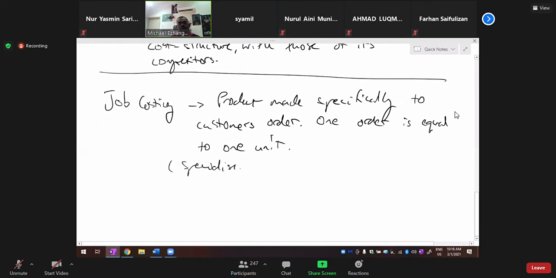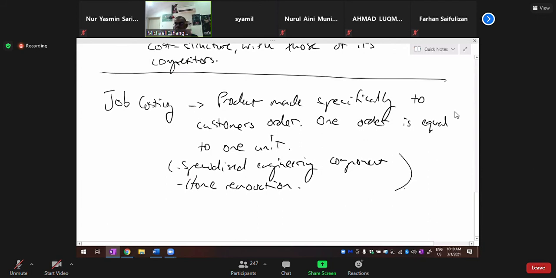Specialized engineering component. I need a special component to go into a machine. I go to an engineering foundry and give them a plan: look, can you make this for me? So they develop a specific unit of that. Home renovation is another example of job costing.